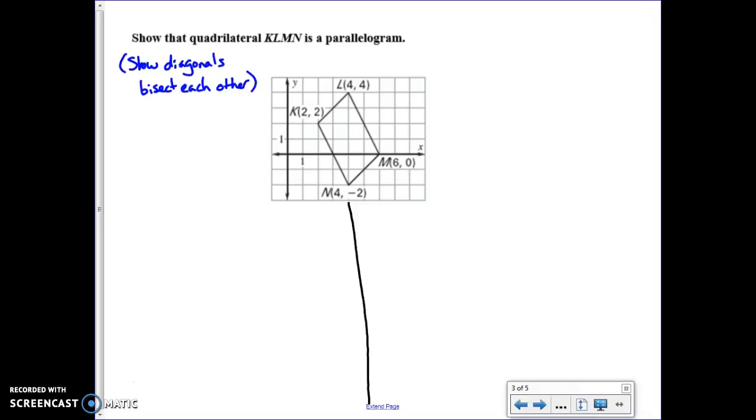So if I want to show that diagonals bisect each other, I need to use the midpoint formula here, because if they bisect each other, they'll both have the same midpoint. So our midpoint formula, remember, is where we're finding the average of the points. So I have the two x values, and then I have the two y values.